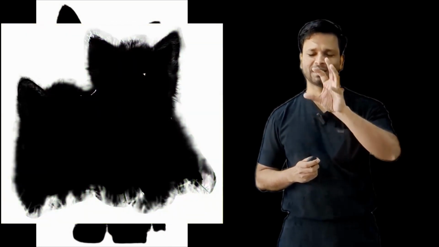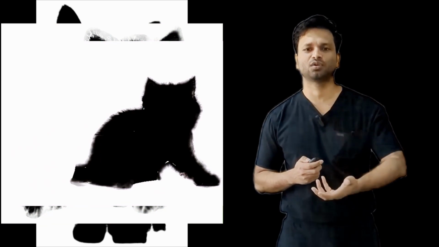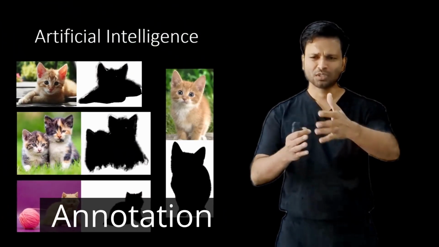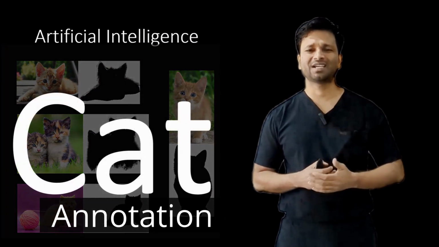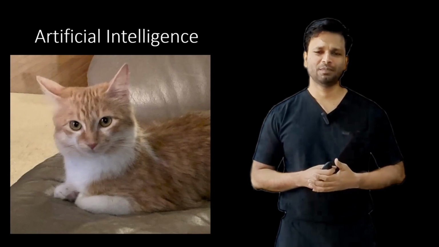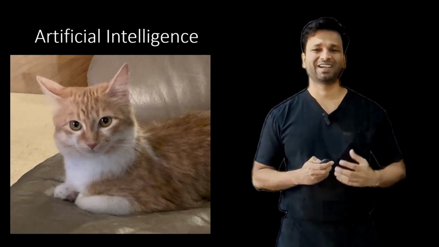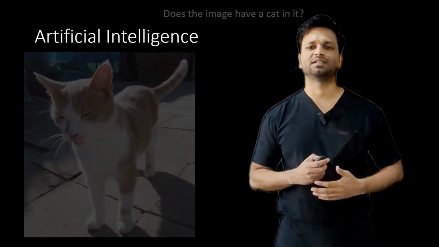This process is called annotation. We are marking the area that this area consists of a cat. So we teach the computer how a cat looks like. Now that the computer has learned what a cat looks like, you can show it the image of a cat and it will be able to recognize that this is a cat. We show it another image, it is going to recognize that this is a cat.